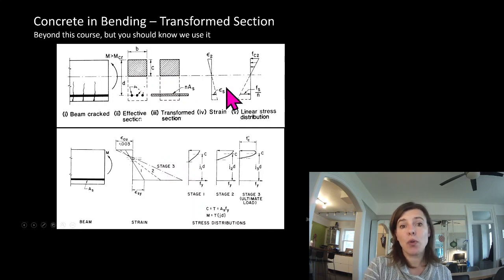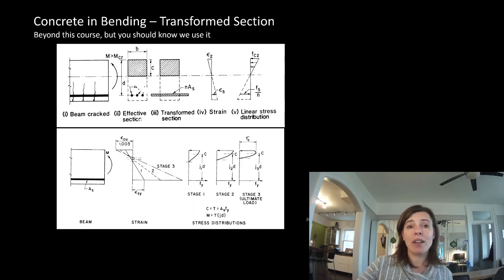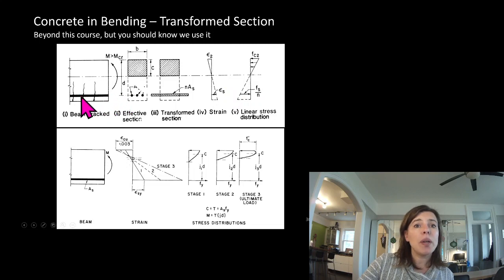Remember that transformed section property I talked about? Well, what we do is we pretend that steel is actually concrete to be able to talk about it as if there was a blob at the top and a blob at the bottom. This is our strain diagram. It must be deforming the same at the top as it is at the bottom. So somewhere right along here is what the strain looks like at the rebar level.